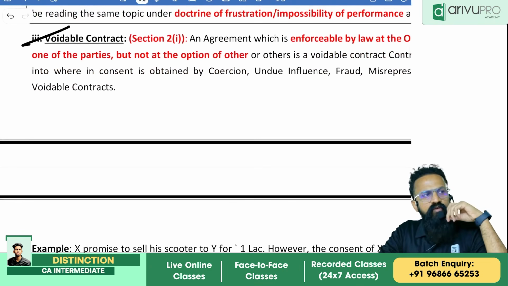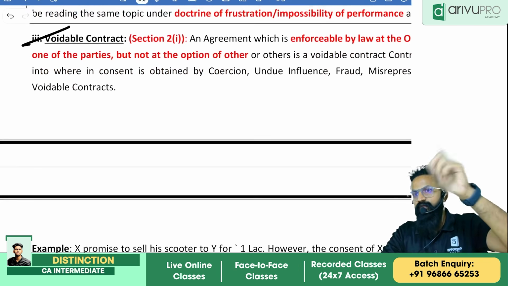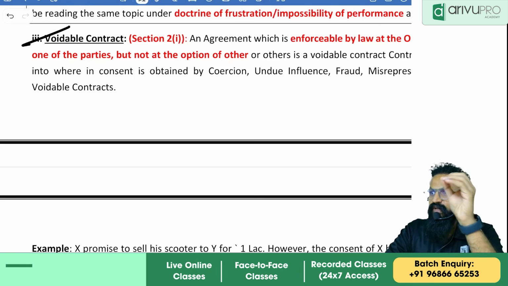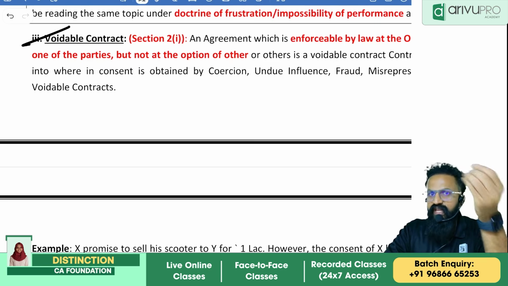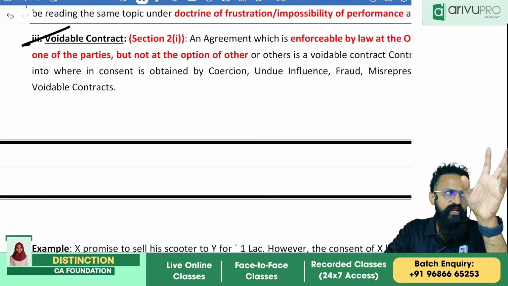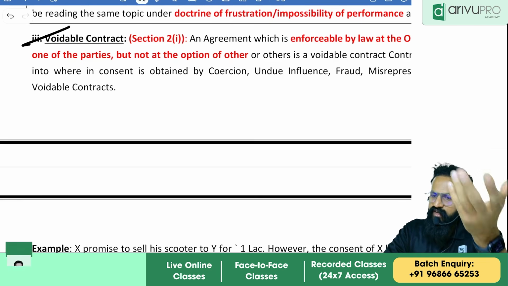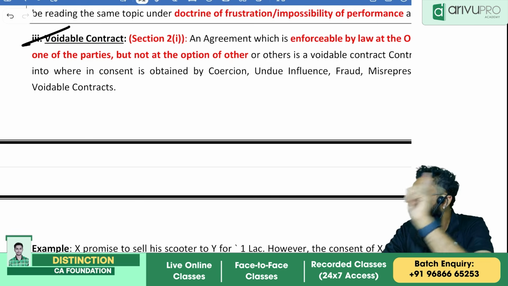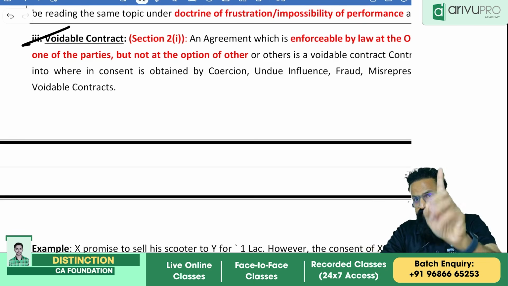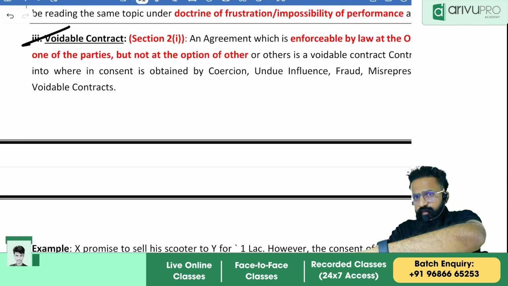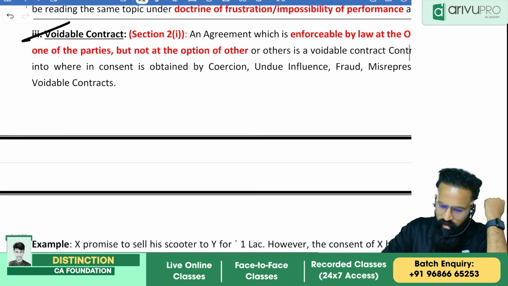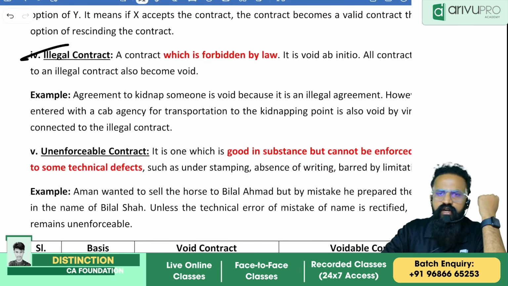Next is voidable contract. What do I mean by voidable contract? Whenever the consent of the parties is not obtained of their free will, the contract becomes voidable. The definition: when an agreement is enforceable by law at the option of one party and not at the option of the other. So when one party decides whether it has to be enforced or not, we call it a voidable contract, Section 2(i).